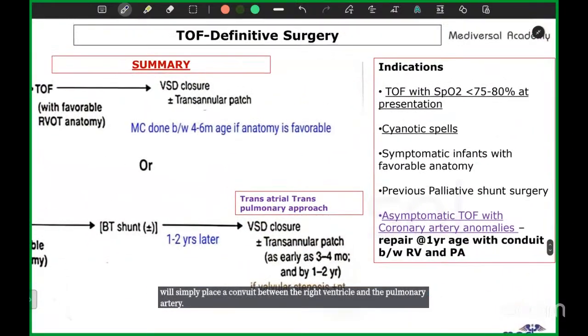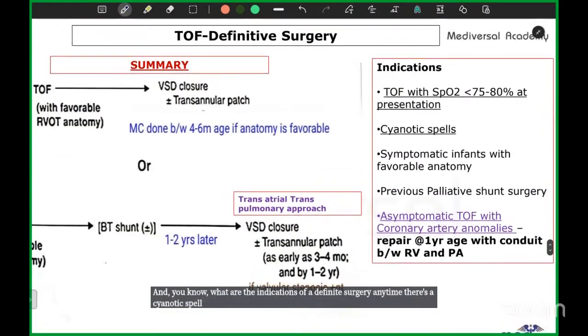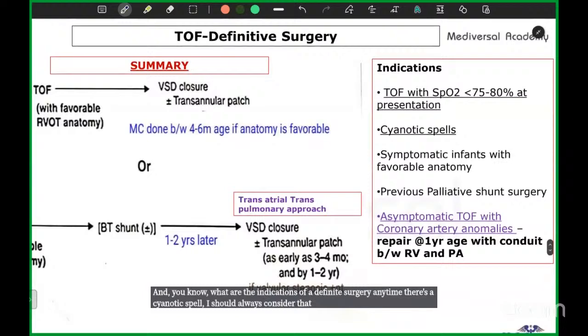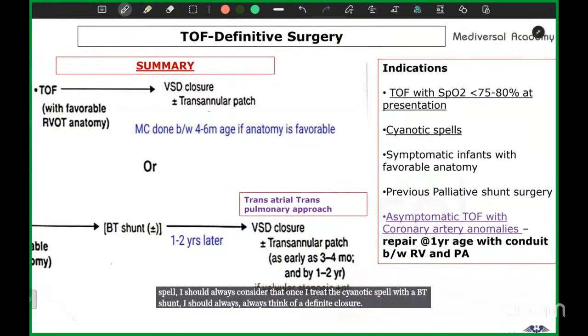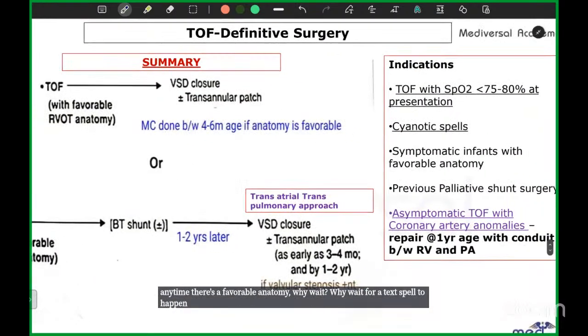And what are the indications of a definitive surgery? Anytime there's a cyanotic spell, I should always consider that once I treat the cyanotic spell with a BT shunt, I should always think of a definitive closure. Anytime there's a favorable anatomy, why wait? Why wait for a TET spell to happen? Straight away do it between 4 to 6 months of age.